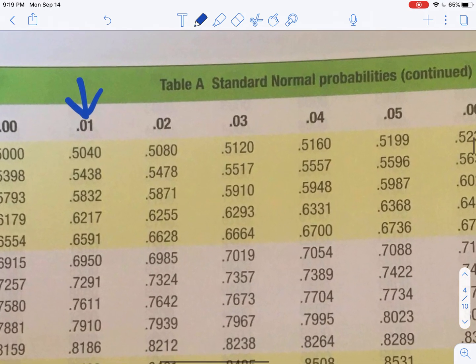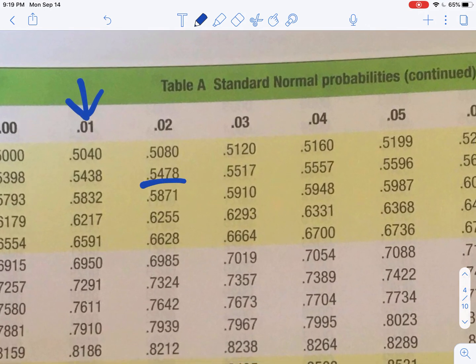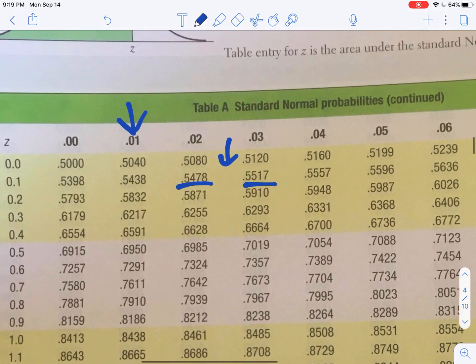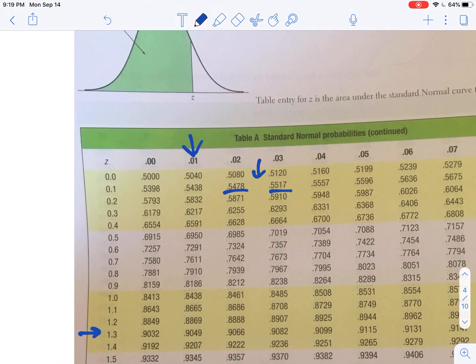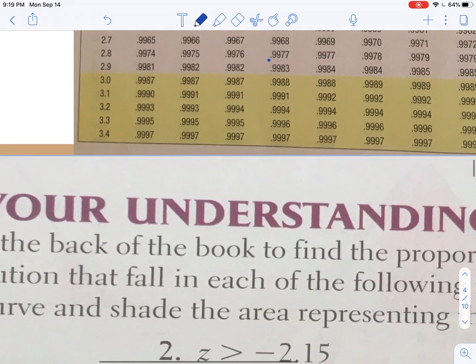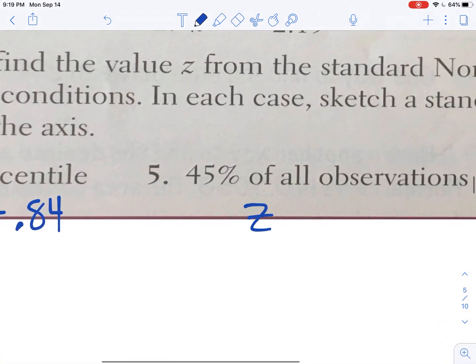This one I'm going to do a little bit of an estimation because I can see here I've got 0.5478, and over here I've got 0.5517. So the 55th percentile is actually going to fall in between these two values, and I'm just going to call it 0.5. So this occurs at a z-score of 0.125. Again, I'm doing this estimation because I can see that the 55th percentile falls between these two. So I say z is equal to 0.125.